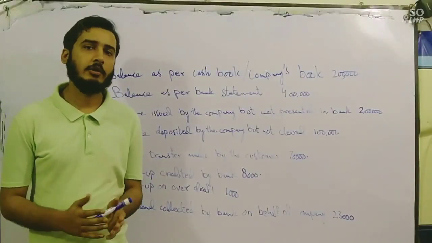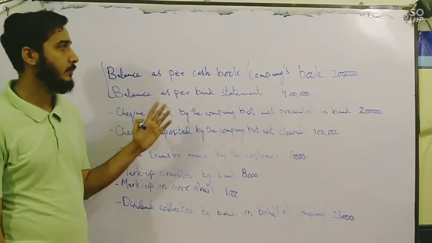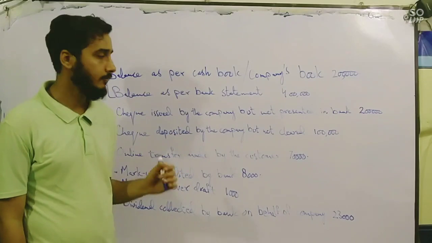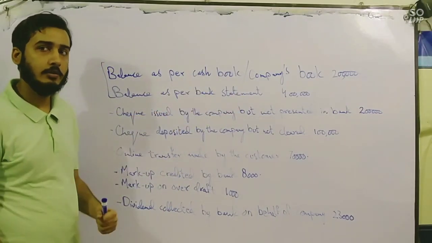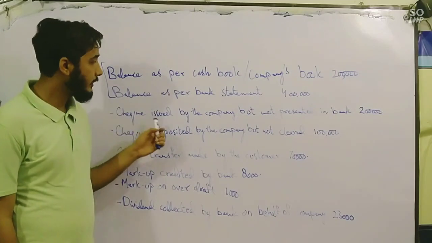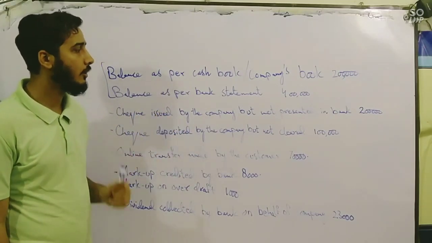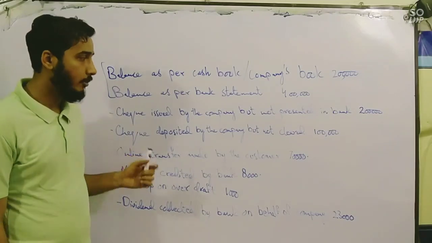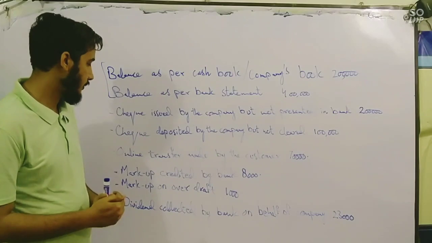Now here we have a question. The balance as per cash book is 200,000. The balance as per bank statement is 400,000. Then a check issued by the customer but not presented in the bank, 200,000. Then a check deposited by the company but not cleared by the bank, 100,000.